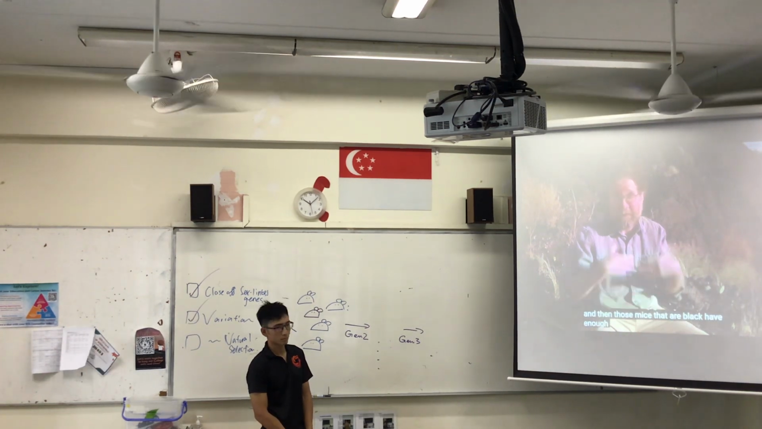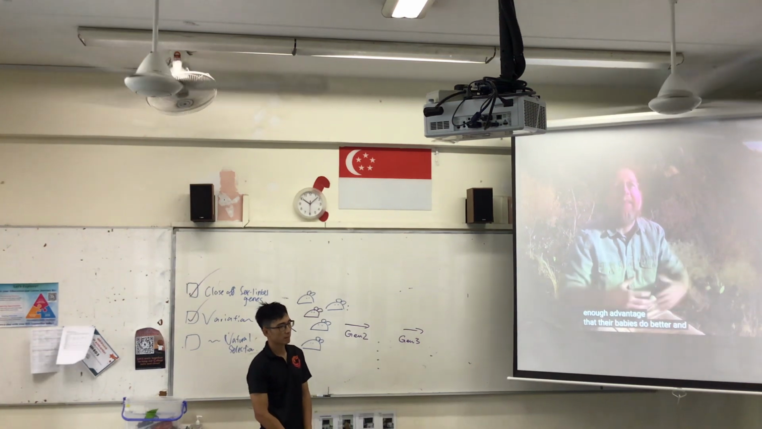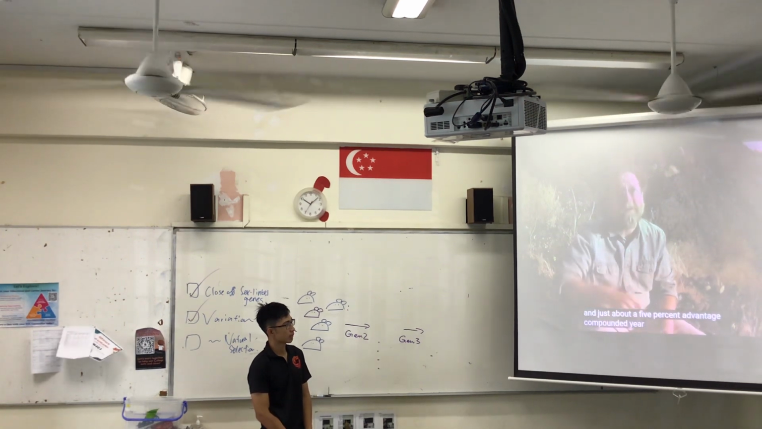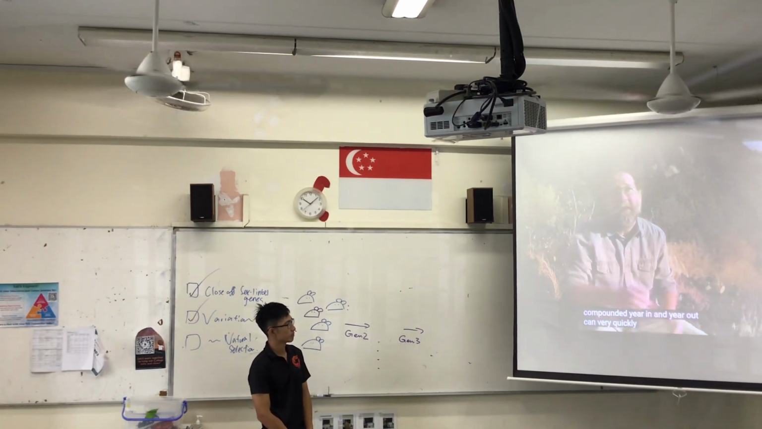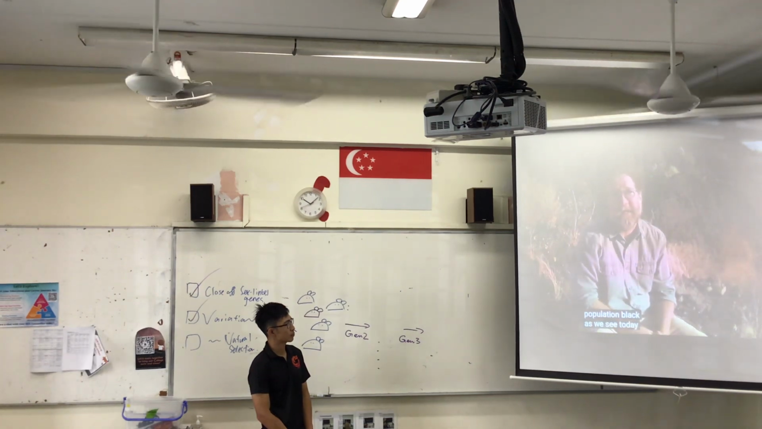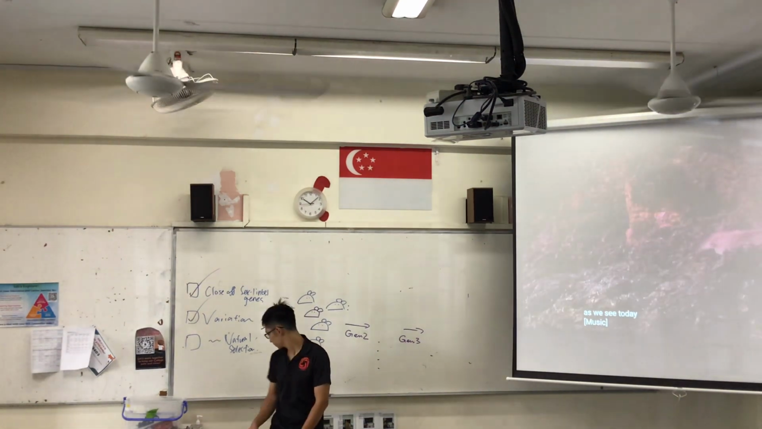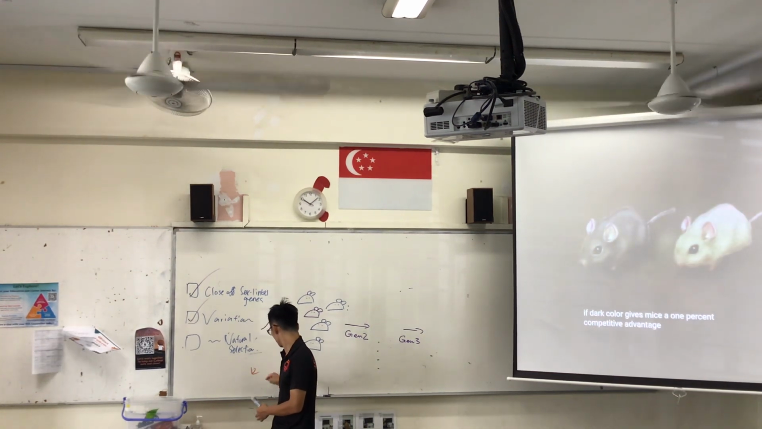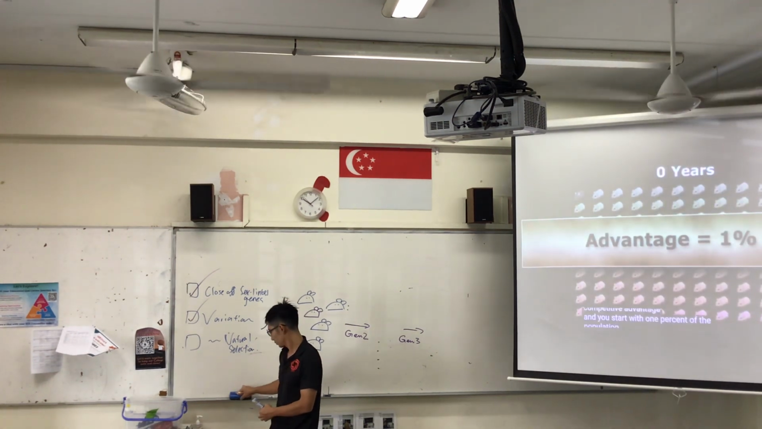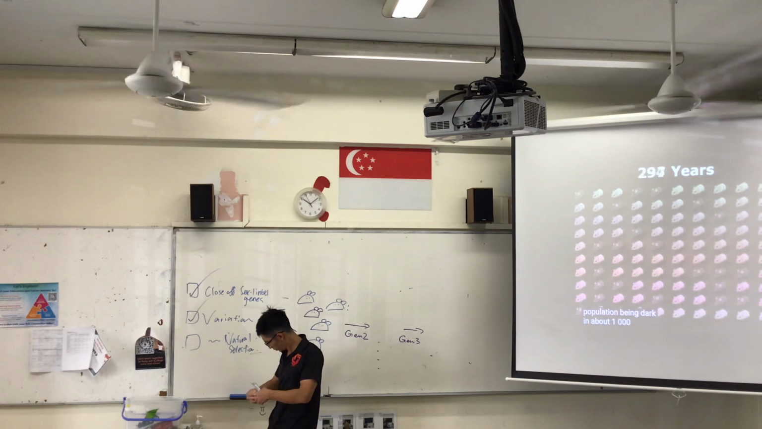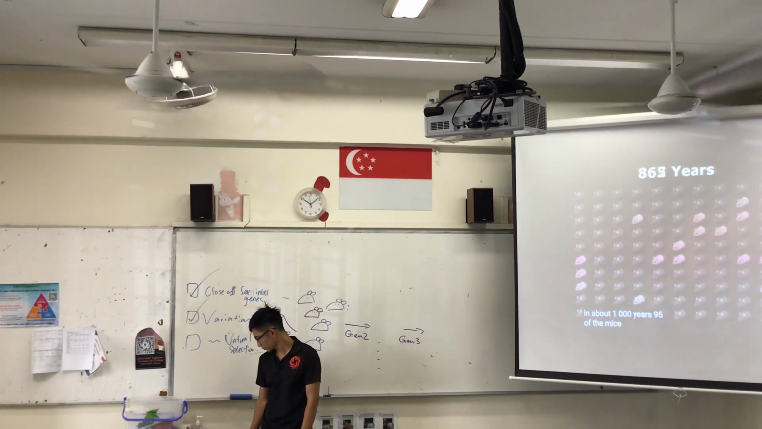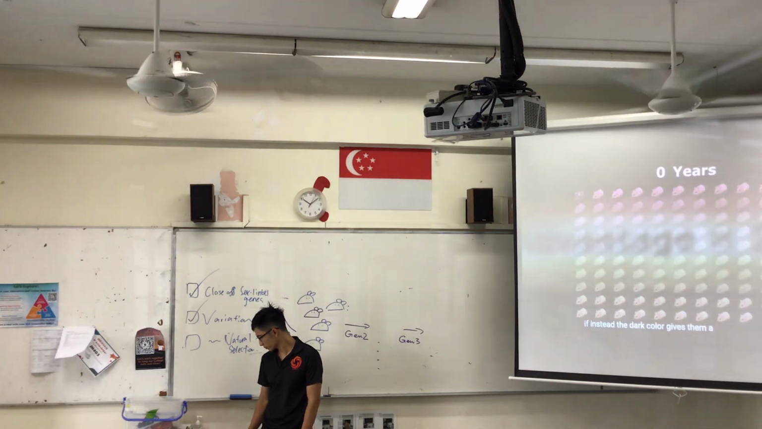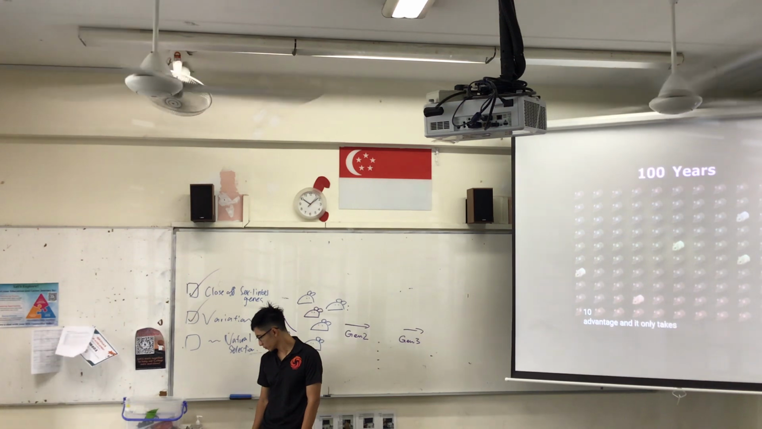Those mice that aren't black have enough advantage that their babies do better, and they have more offspring, and their offspring have more offspring. And just about a 5% advantage compounded year in and year out can very quickly turn the whole population black, as we see. If dark color gives mice a 1% competitive advantage, and you start with 1% of the population being dark, in about 1,000 years, 95% of the mice will be dark. If instead the dark color gives them a 10% advantage, then it only takes 100 years.